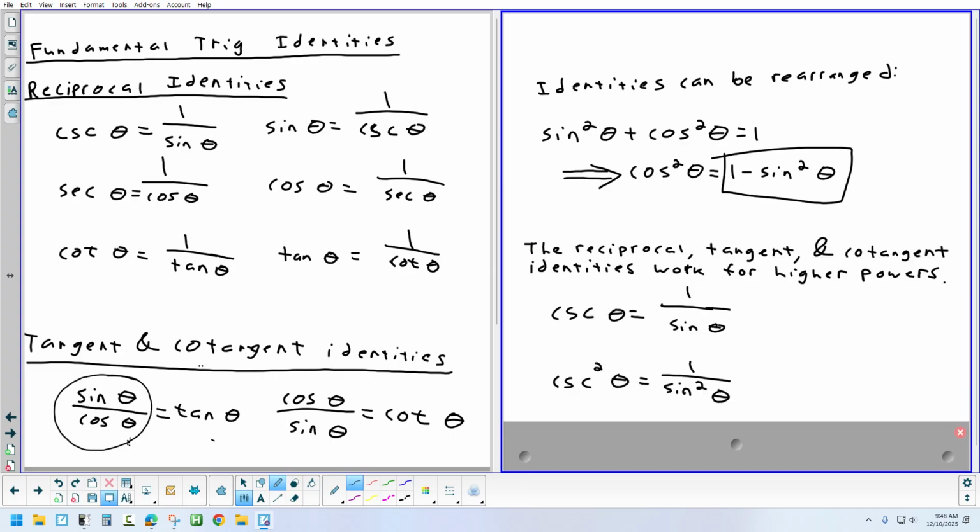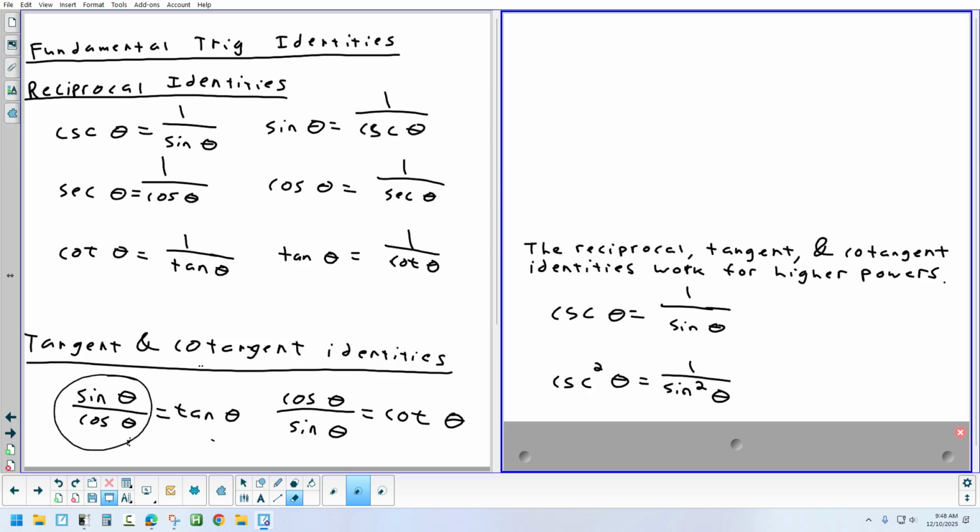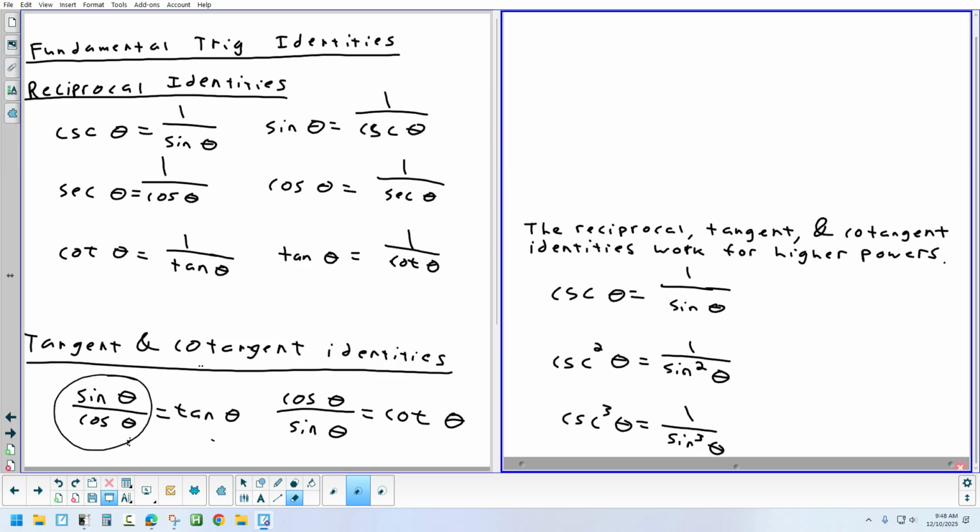Okay, so I don't want to worry about this top piece right now. But the reciprocal identities that I gave you, they do work for higher powers. So if you flip the sine, you get the cosecant. Well, if you flip sine squared, you get cosecant squared. And if it doesn't make sense, why?